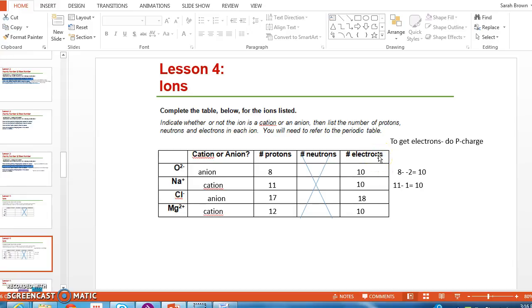To get the number of electrons, if you don't see a charge, so if there's no positive or negative, it's the same as the number of protons. But these all have positives and negatives. So to get the electrons, do the protons minus the charge. So 8 minus negative 2, that's a double negative here, so you end up doing 8 plus 2, which gives you 10. Number of protons is 11 minus positive 1. 11 minus 1 gives you 10. Here you do number of protons 17 minus negative 1 gives you 18. And 12 minus positive 2 gives you 10.